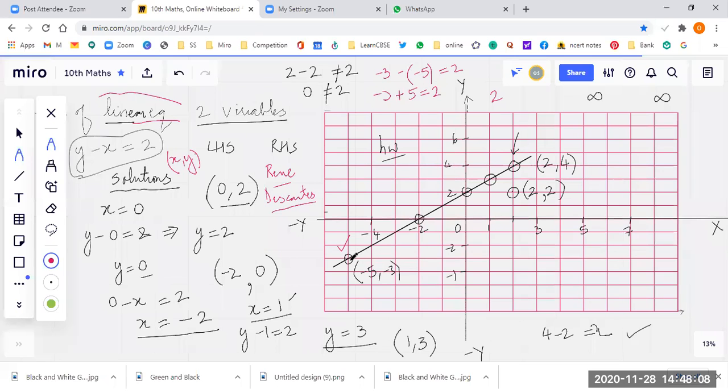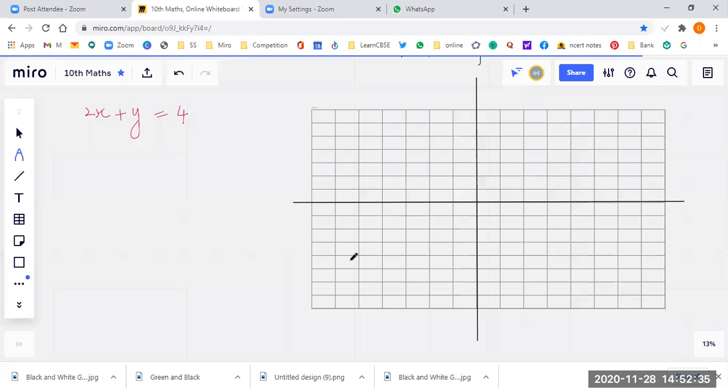Then we will plot the graph of one more linear equation. Yes, students. Another equation we will take: 2x plus y is equal to 4. We want to draw its graph and see the solutions, learn other things. So this is our origin, 0. So what is the first point? How to draw the graph?